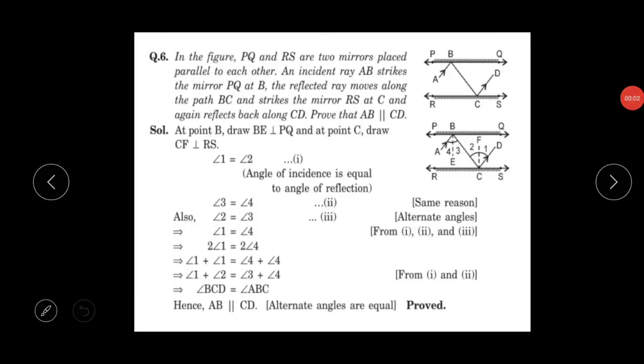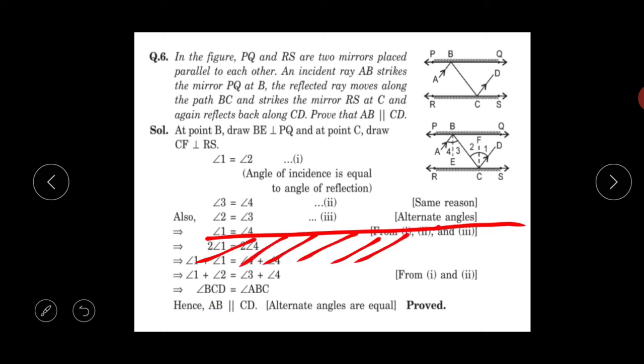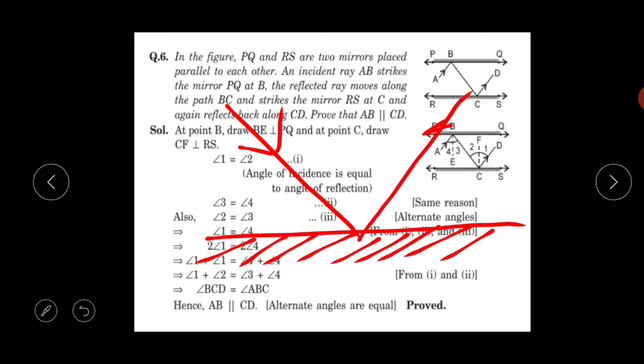Before finding the solution, I'm going to discuss some basic concepts that we are going to use in this solution. So students, you all know that if we are having a plane surface like a mirror, okay, and a ray of light strikes on a surface, that ray is called the incident ray. And after striking, it will always reflect back, and that ray will be called the reflected ray, student.